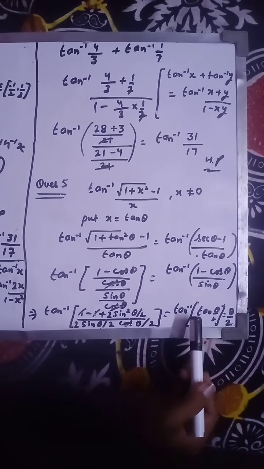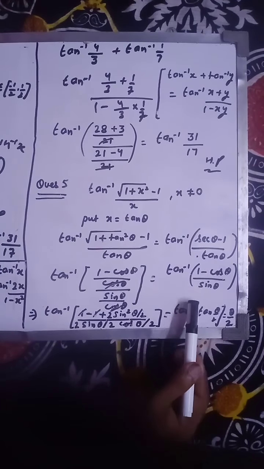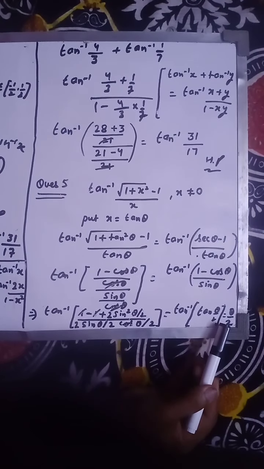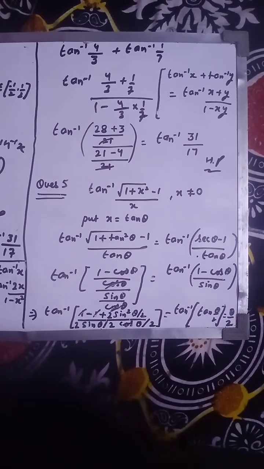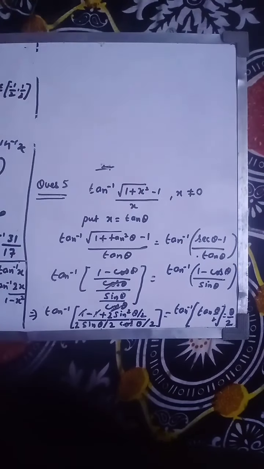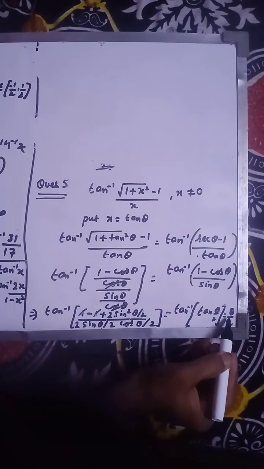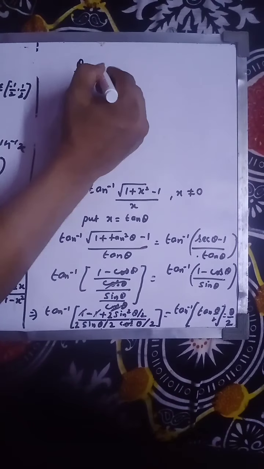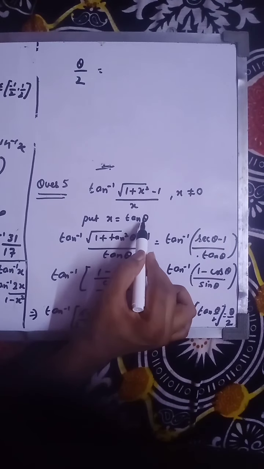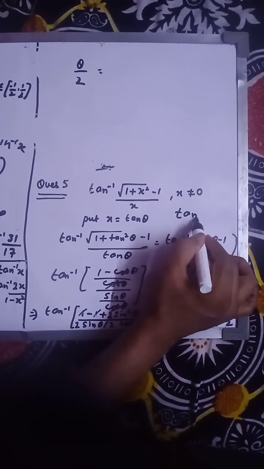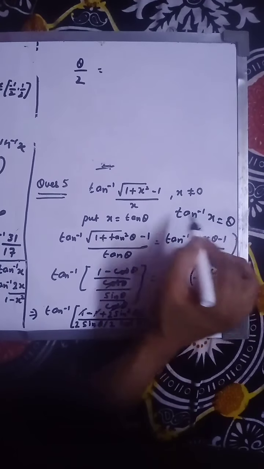Now tan and this tan will cancel out, and you will get theta by 2. After getting this theta by 2, I'm putting it here, and the value of theta you can calculate from here. I can write tan inverse x equals theta, and this will give you the answer.